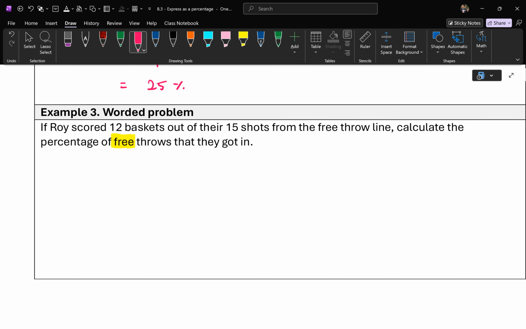So in this case, how many did he score? He scored 12 out of his 15 shots. So 12 out of 15. And we want to know the percentage of that. So what is that as his percentage for his shots getting in? Well, to change it, again, we times it by 100. So on your calculator, same thing. 12 divide 15 times 100. That should get you your percentage. Cool? All right, here we go.